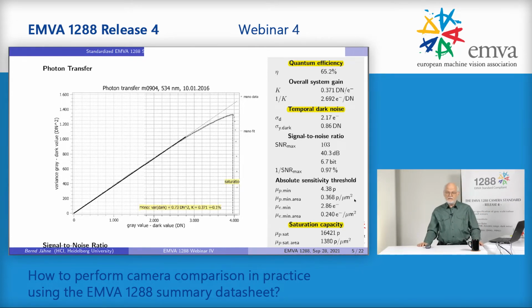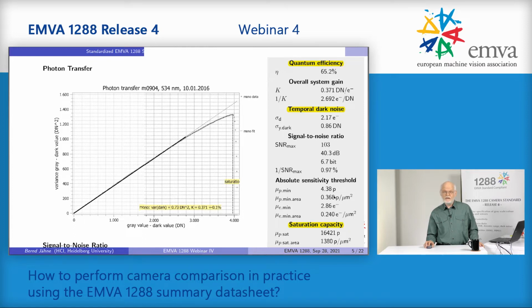By the way, why do we give photons and electrons here? Electrons is what we measure, so that's universal. If you take the electron value and you know the camera, let's say in the infrared, has a quantum efficiency of 20%, then of course you have to multiply the number of electrons by 5 to get the photons for these wavelengths. A photon is specific for a certain wavelength. Electron is universal, so you can more easily convert it to other things. That is basically how you treat the absolute sensitivity threshold in photons and in electrons, and also per unit area.